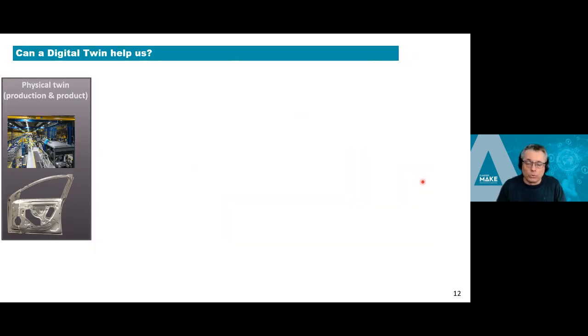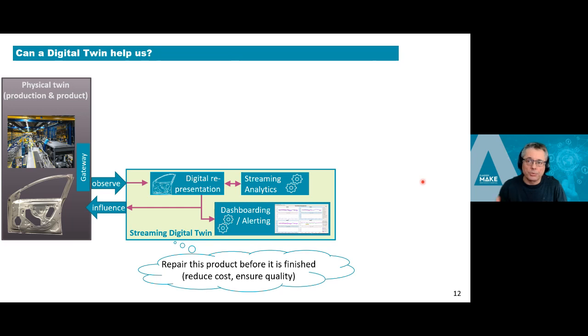Okay, so we are wondering, can a digital twin help us in answering this question? Well, typically you would create a streaming digital twin, and that's like I explained before. It's observing the reality and the physical twin. It's doing some streaming analytics, maybe showing something to an operator, and then influencing and saying, for instance, yes, this is a good product, or this is expected to be a good product, or no, we think that this product is going to fail, so please repair or scrap it, depending on the level of the issue.